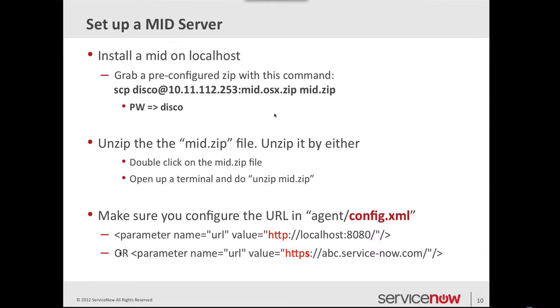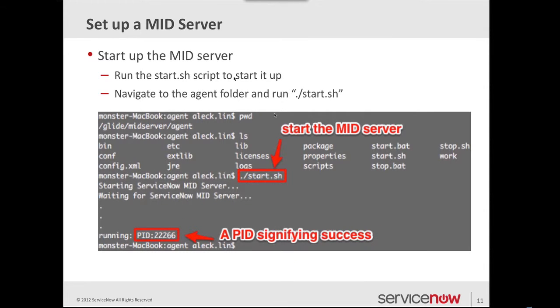If it's not, say you're using an instance in the cloud, then make sure that you modify the URL value to HTTPS, followed by the instance name .service-now.com. Awesome. Okay, so the next step, once you have configured the config.xml, is to use the start.sh script to start it up.